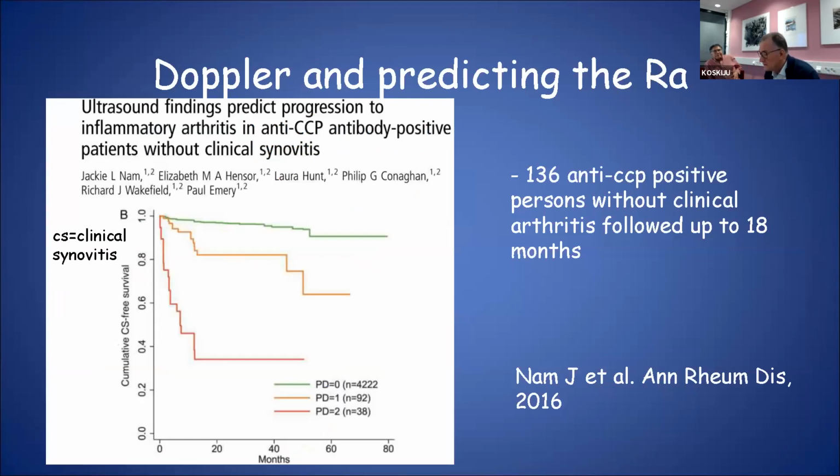Doppler can predict rheumatoid arthritis. There was a study by Jacqueline Nam. There were 136 anti-CCP positive persons who were without clinical arthritis. They were followed for 18 months. So we see that if the patients didn't have Doppler, they did not develop clinical rheumatoid arthritis. But if they had a lot of Doppler in their joints, they developed clinical rheumatoid disease.